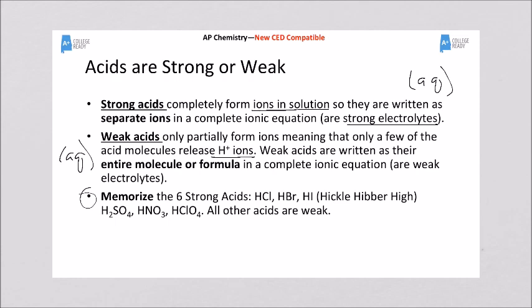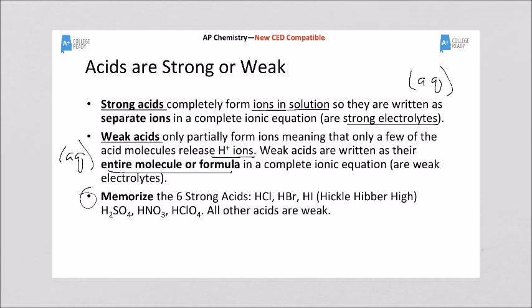When we have a weak acid in a reaction, we don't split them up. We leave them as their entire molecule or formula. So that would be in the complete ionic equation or even in the net ionic equation. These are weak electrolytes. They form very few ions in the solution, therefore aren't good conductors.